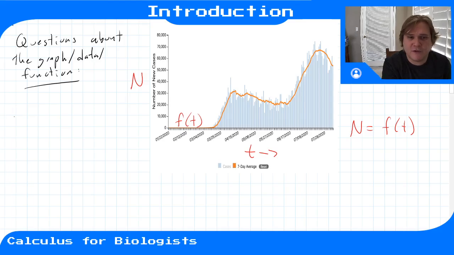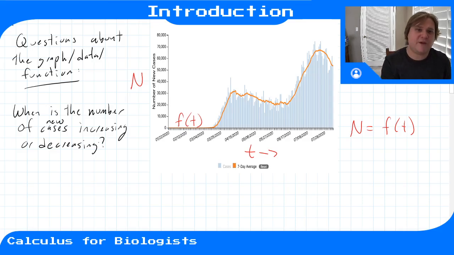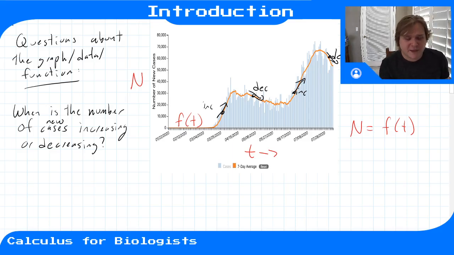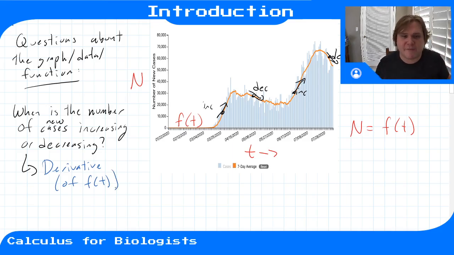We could ask, when is the number of new cases increasing or decreasing? And if we have this graph, you can look and say, okay, here it's increasing, over here it's decreasing, here it's increasing again, over here it's decreasing. You can get a sense just from the graph. And so with calculus, we'll use the derivative of our function f of t to get that same information from a mathematical expression.